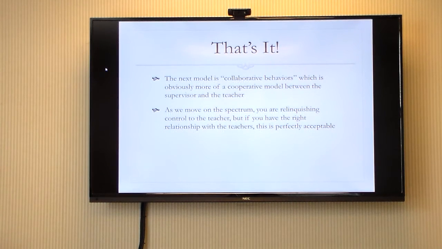So the next model is collaborative, which I think is a good model. Remember that on the spectrum, we're relinquishing control to the teacher. We're giving them more feedback, more say. But if you have the right relationships with teachers, this is an acceptable model and something that you want to consider doing. So we'll be looking at collaborative behaviors next. Thank you.